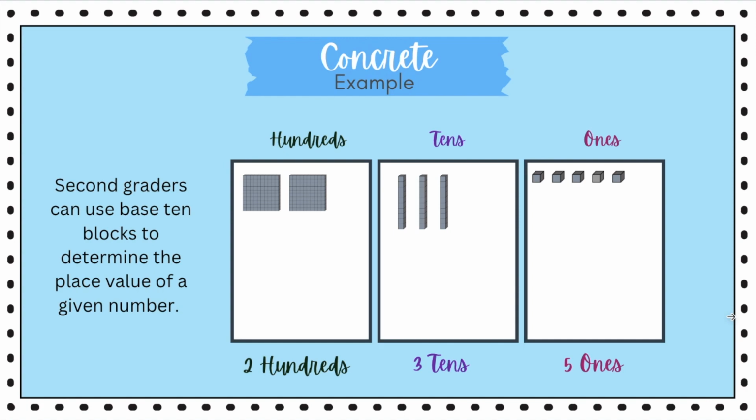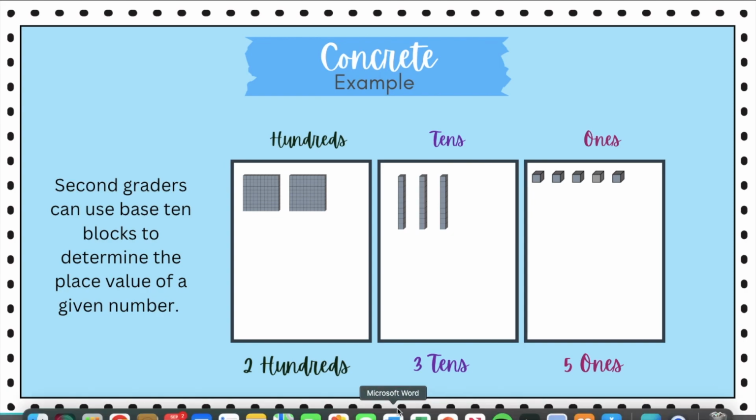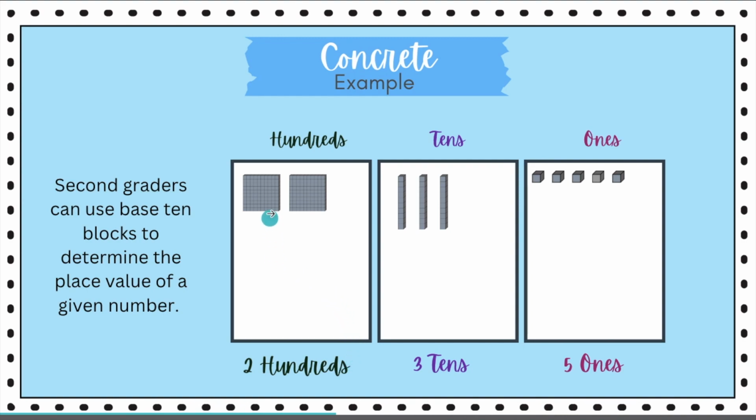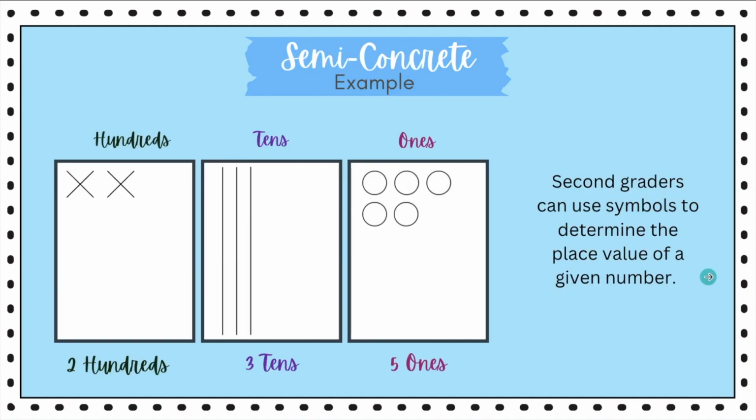Now that we know a little bit more about base 10 blocks, we'll go over some concrete examples. For example, second graders can use base 10 blocks to determine the place value of a given number. Notice here in our boxes how we have 2 flats for the 2 100s, 3 rods for the 3 10s, and 5 unit blocks to represent the 5 ones in our number 235.